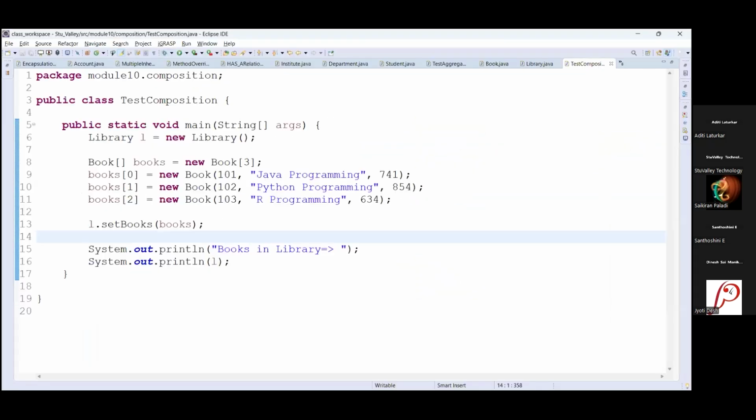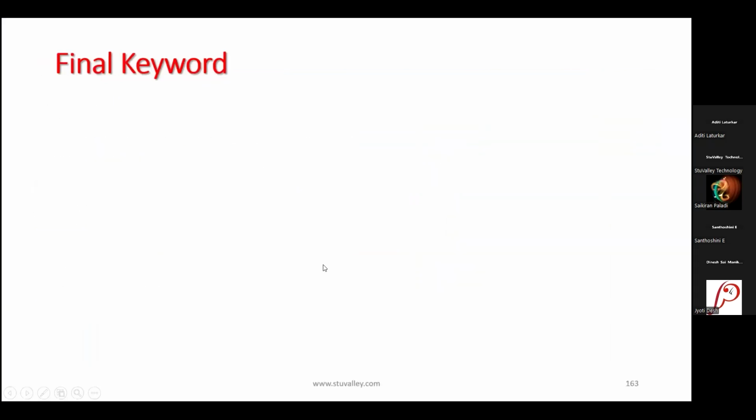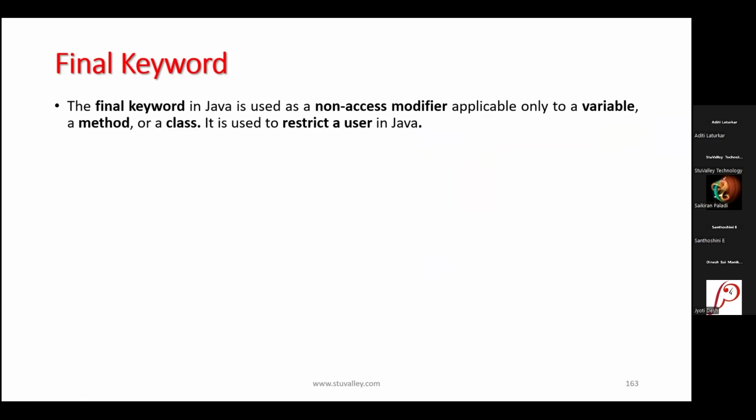Okay. Last part of the inheritance chapter or module is final keyword. Final keyword is a non-access modifier, the same as static. It is applied to variable, method, or class, and it is used to restrict a user in Java.